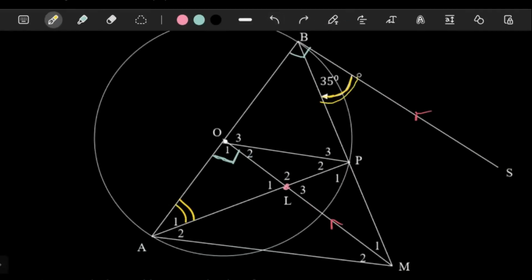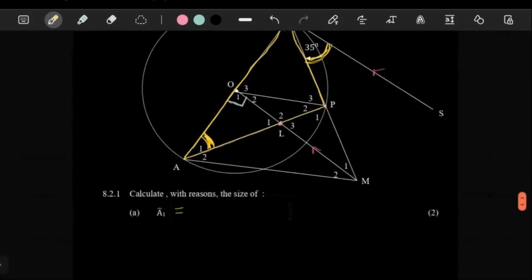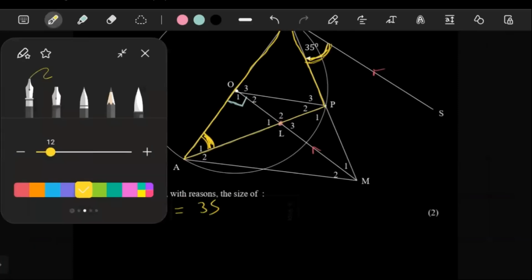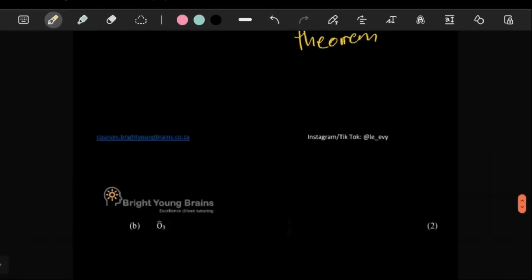So the reason why it's only A1 is because the triangle that is inside the circle is this one only. So this angle here is the one that is equal to that one because of the tan chord theorem. I didn't even see this was out, but we're here now. So this is equal to 35. The reason for that, you're just going to say tan chord theorem. So with the tan chord theorem, we have just got A1.